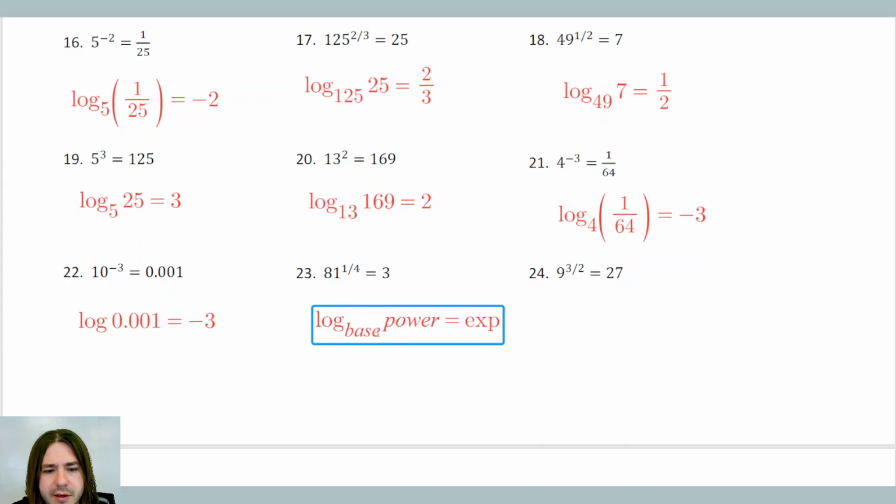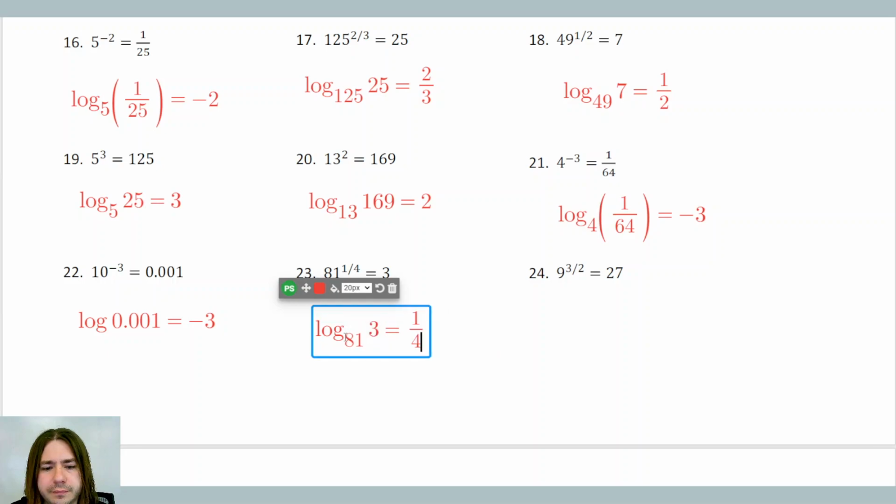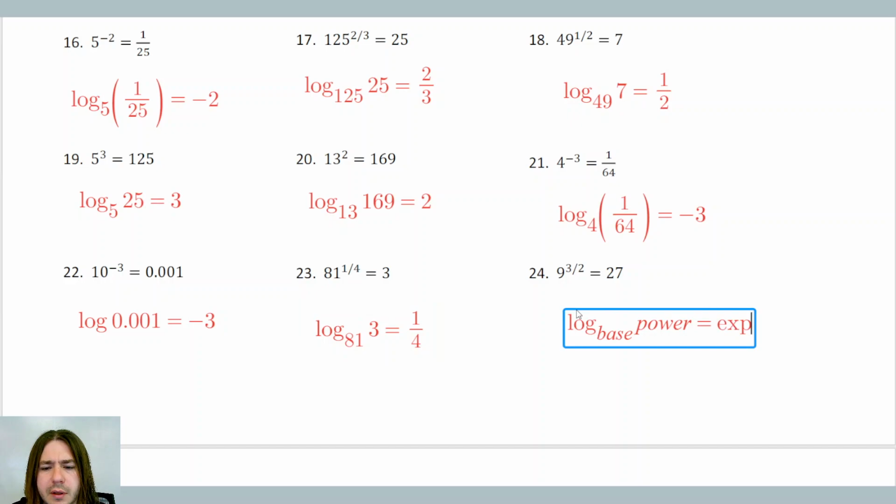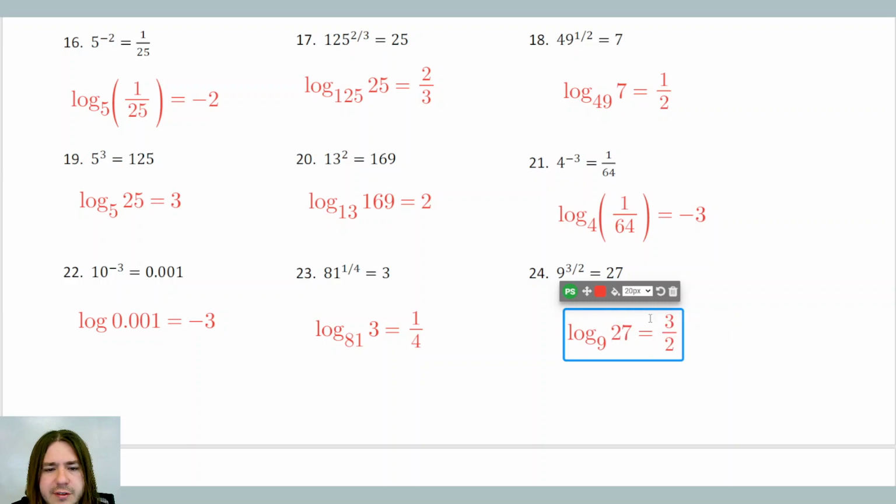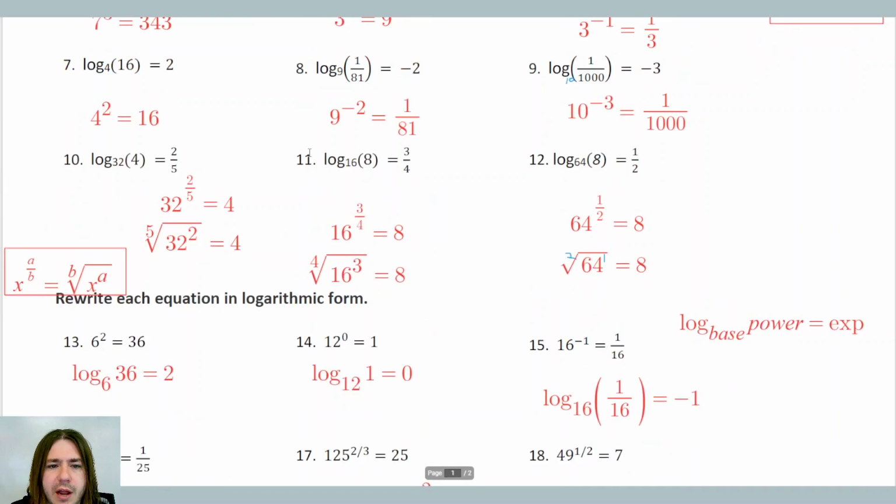Here, my base is 81, my power is 3. Power is 3, and the exponent is 1/4. And for number 24, let's see what we got here. Our base is 9, and the power is 27, and the exponent is 3/2. So there you go.